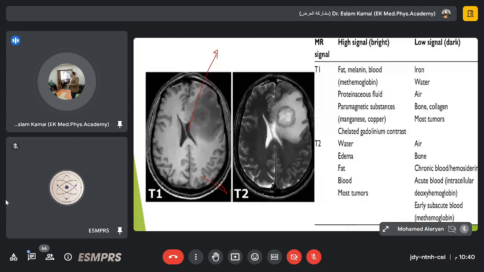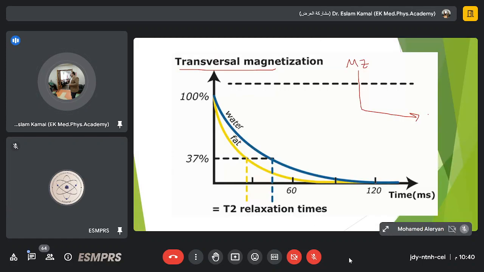What about the transversal magnetization? We talked about MZ, which recovers over time after turning off the pulse. What about the MXY after turning off the radio frequency pulse? If you turn off the radio frequency pulse, the MXY at this point is 100%, the highest point. It will then decay over time like that.